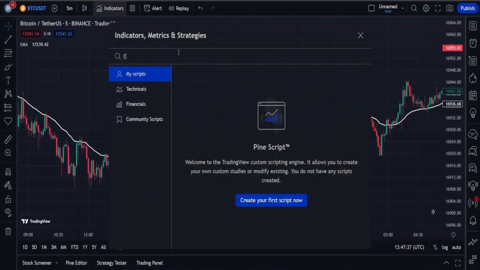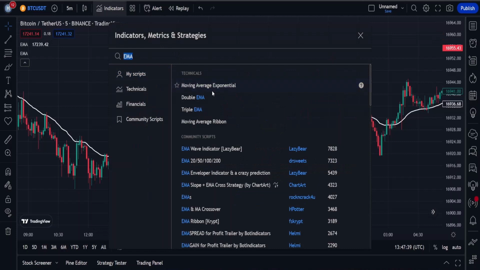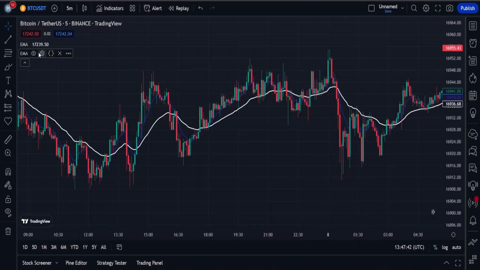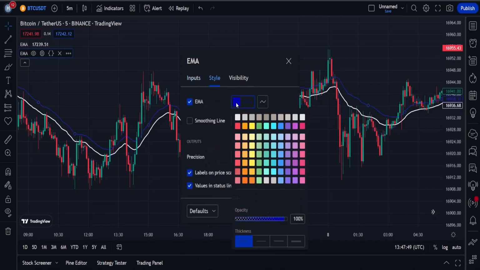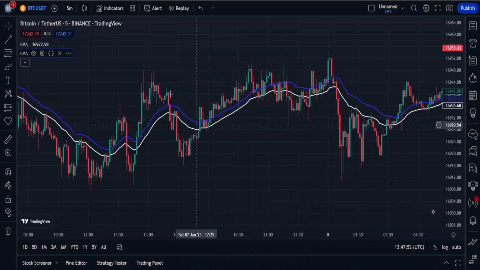Now we'll add another exponential moving average to the chart. And for its settings, change its length to 32, and also change the source to high. In the Style section, customize it however it will be easy for you to read it on the chart.